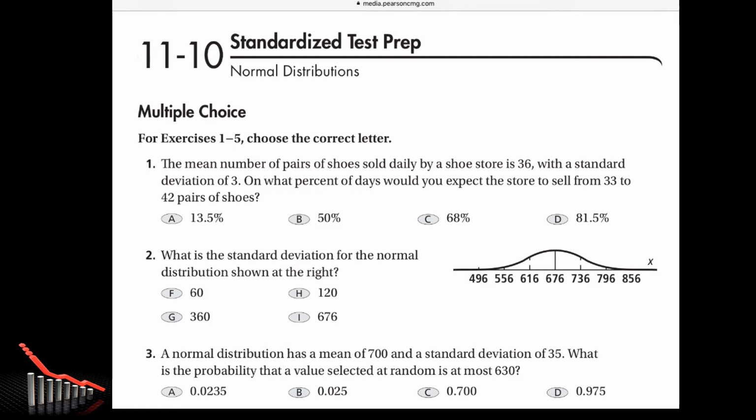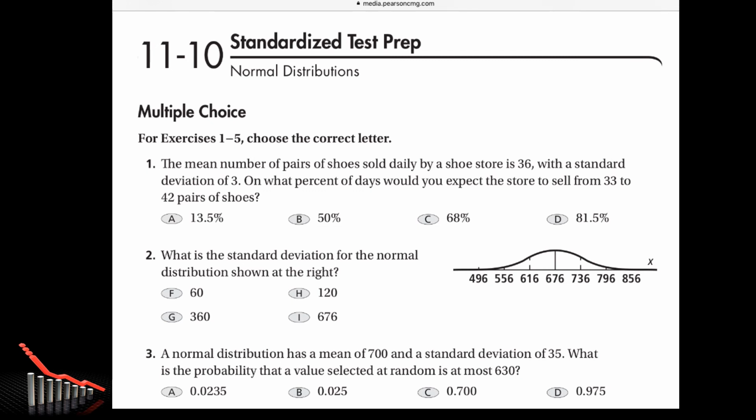The first one says the mean number of pairs of shoes sold daily by a shoe store is 36. So on average, they sell 36 pairs of shoes a day with a standard deviation of 3. On what percent of days would you expect the store to sell between 33 and 42 pairs of shoes?